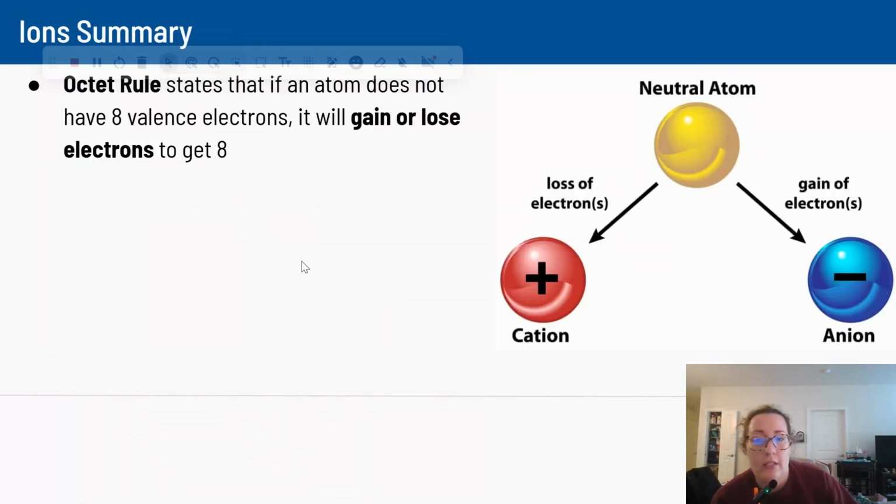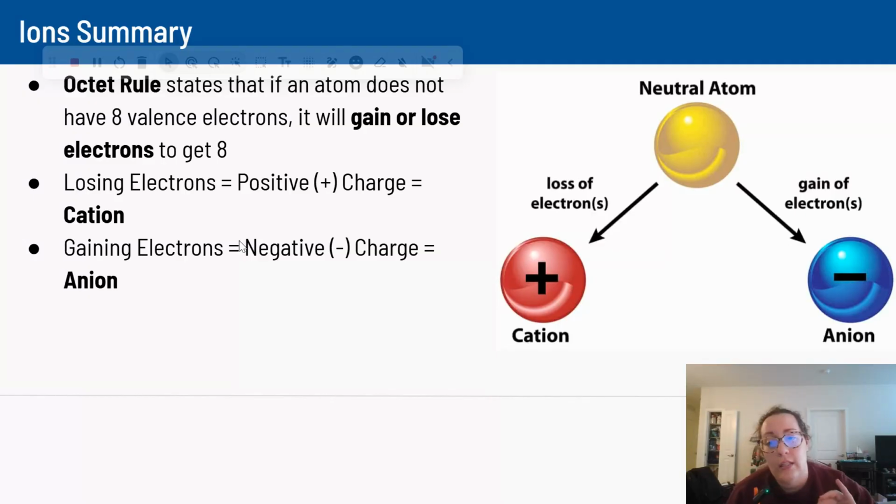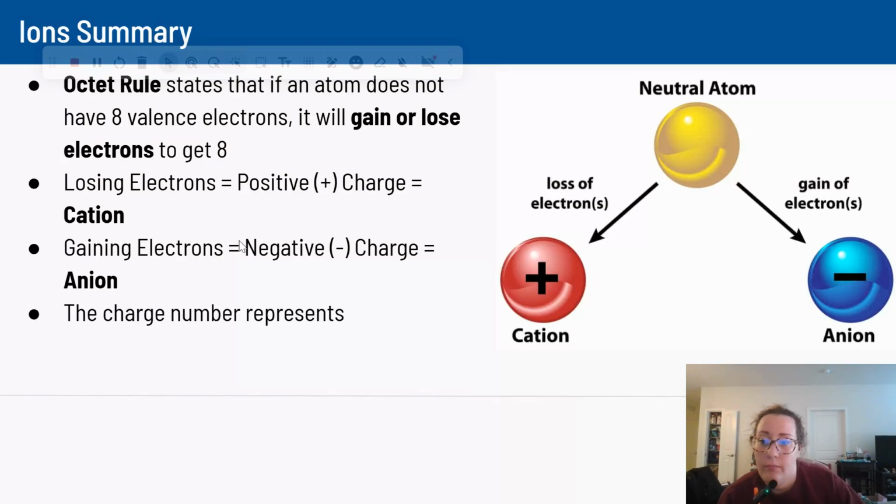So, just a summary, the octet rule says an atom wants to have 8 valence electrons, and if it doesn't, it's going to gain or lose to get to 8. If it loses, it's going to become positive because it's getting rid of the negative electrons, and we call that a cation. If it's gaining electrons, it's gaining negative charges, so it becomes overall negative, an anion.